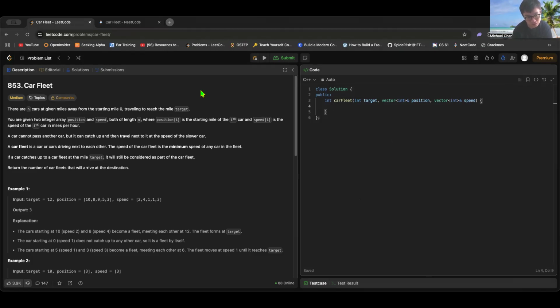Okay, a car fleet is a car or cars driving next to each other. The speed of the car fleet is the minimum speed of any car in the fleet. If a car catches up to a car fleet at the mile target, it will still be considered as part of the car fleet. Okay. Return the number of car fleets that will arrive at the destination. Okay. I see.